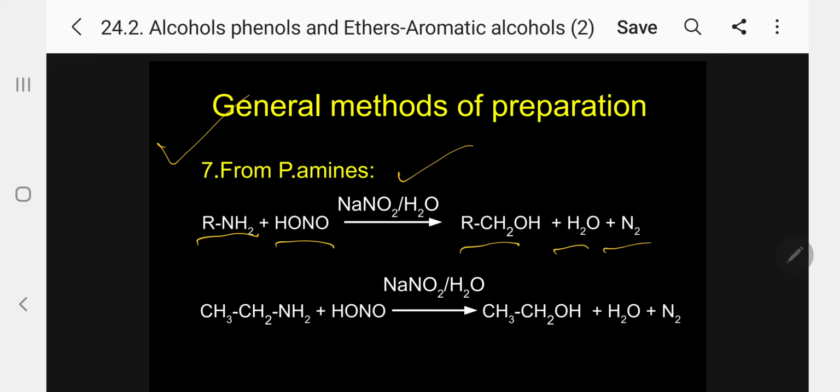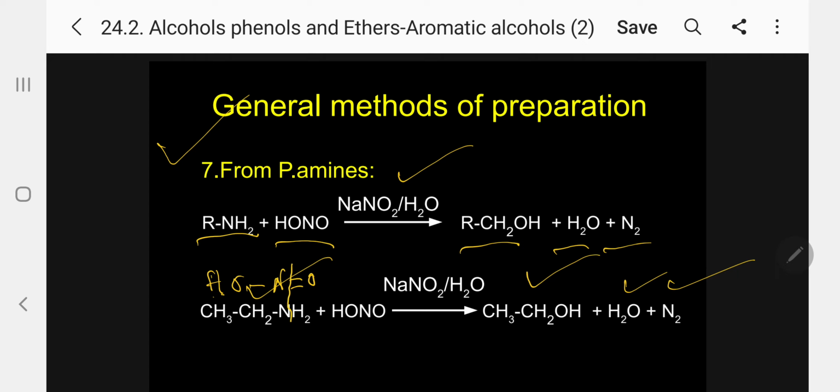Kindly follow. So what is happening here? Just see here, I am taking ethylamine. When you treat it with nitrous acid, I am getting ethyl alcohol, water and nitrogen. Just imagine N double bond O, OH. This is the nitrous acid formula.